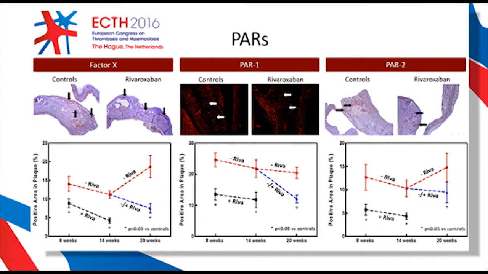So first of all, we stained for factor 10, because that's the factor we inhibited, and we also wanted to know if this factor was less expressed in the plaques. And as we expected, this factor 10 was much less expressed in the plaques in the mice that received rivaroxaban. But what was interesting is that the most prominent receptors for this coagulation factor, PAR1 and PAR2, were significantly lower expressed in the plaques. So this might indicate some kind of downregulation due to much less activation of this receptor in all these groups.